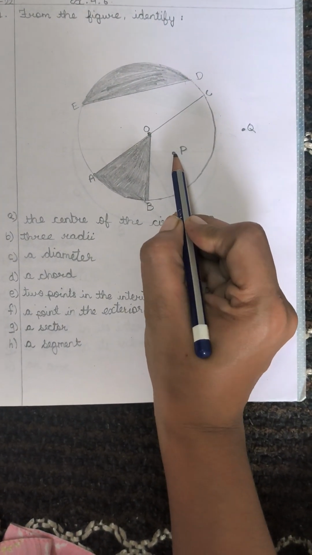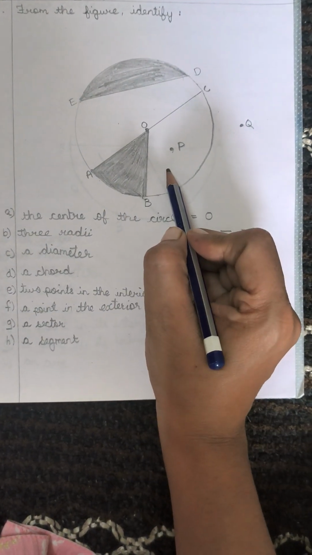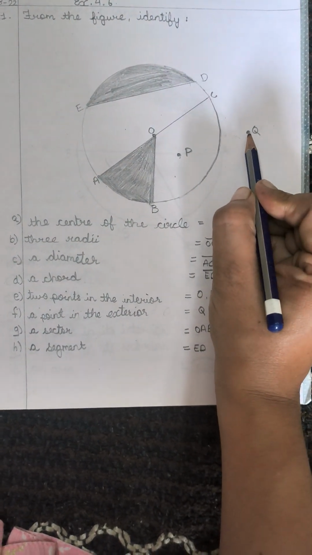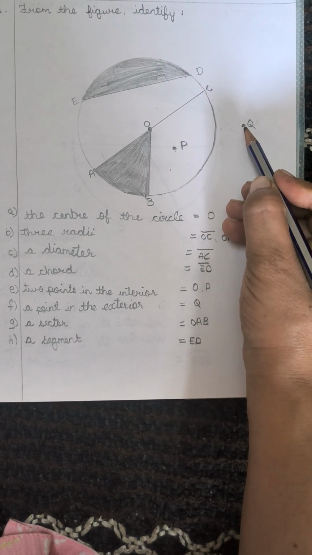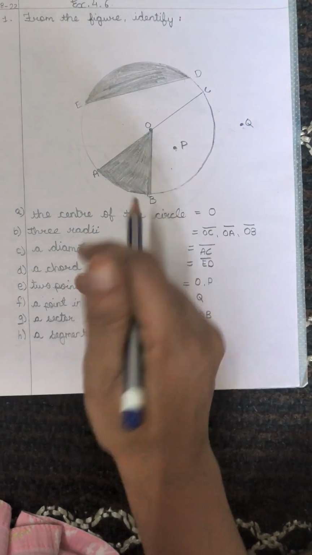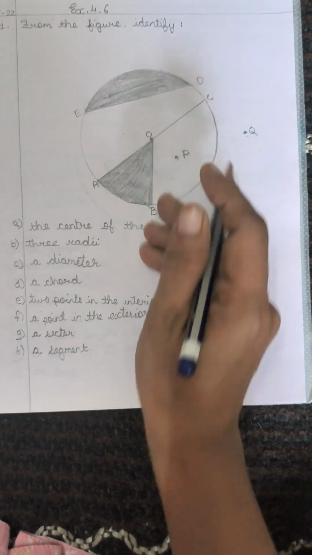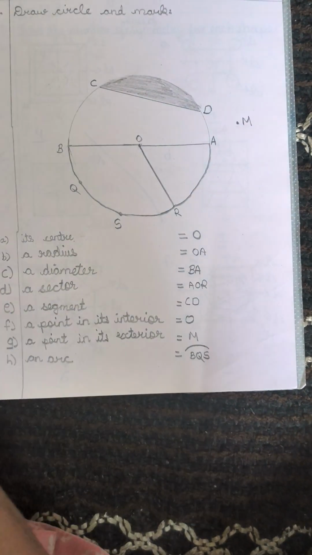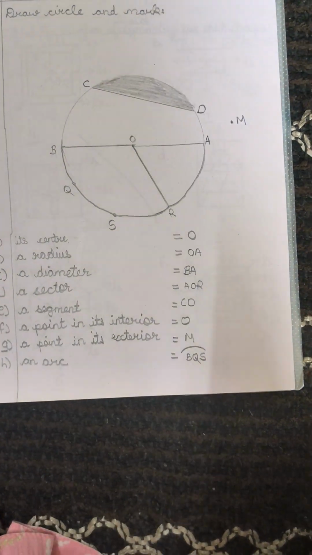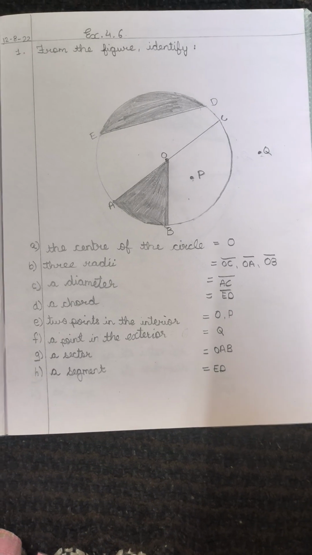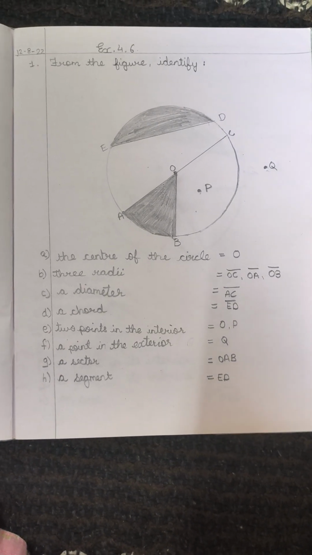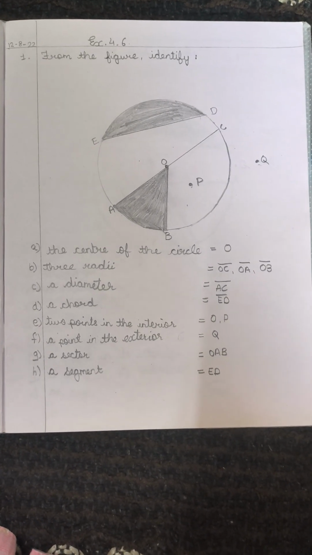Point P is in the interior of the circle. Point Q is in the exterior of the circle. Point O is also in the interior of the circle. So over here we have almost completed many basic geometrical ideas. Hope you have understood.